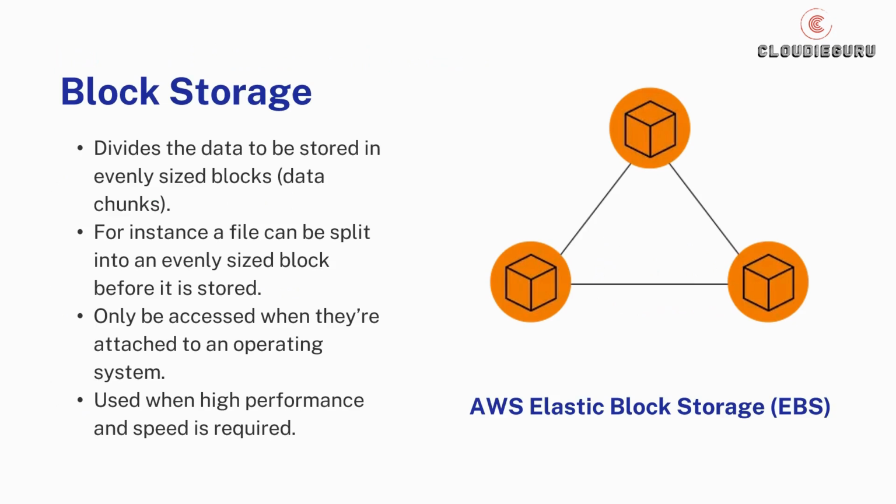First is block storage. Block storage is a type of storage which stores data in evenly sized blocks, which we also call data chunks. It simply splits the file into evenly sized blocks before it is stored. Also, the data stored in block storage can only be accessed when blocks are attached to an operating system, and it is used when we require high performance and speed. AWS Elastic Block Storage, or EBS in short, is an example of block storage.